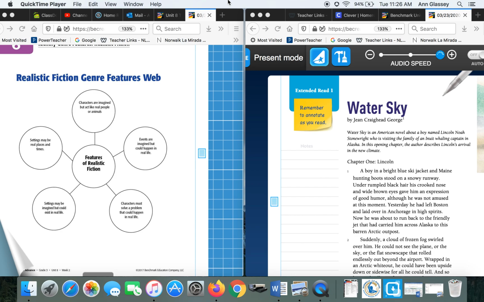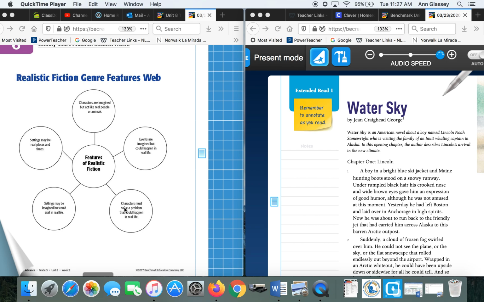Realistic fiction has features that can help you figure out that it's realistic fiction. For example, the characters are imagined. In realistic fiction, they're not real people, but they act like real people or real animals, if there's an animal in the story. The events, the things that happen in the story, are imagined. They didn't really happen, but they could happen in real life.